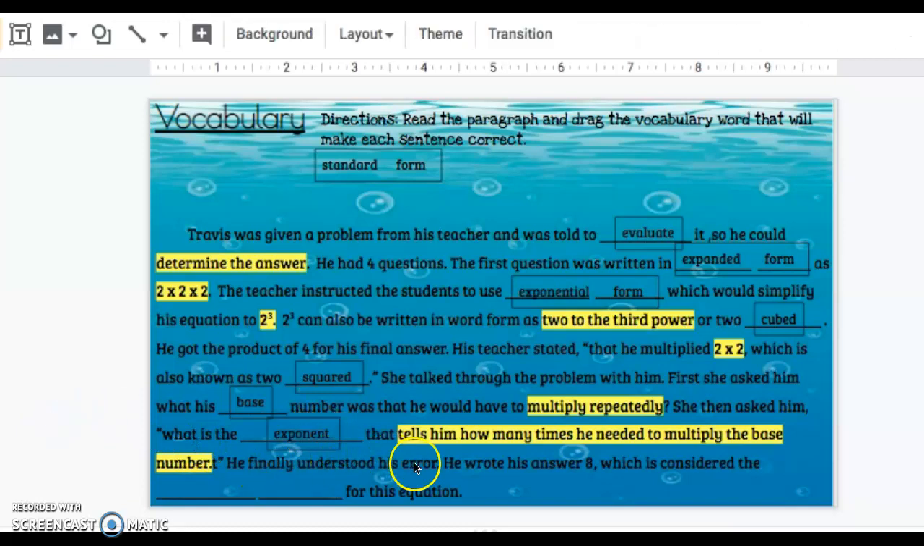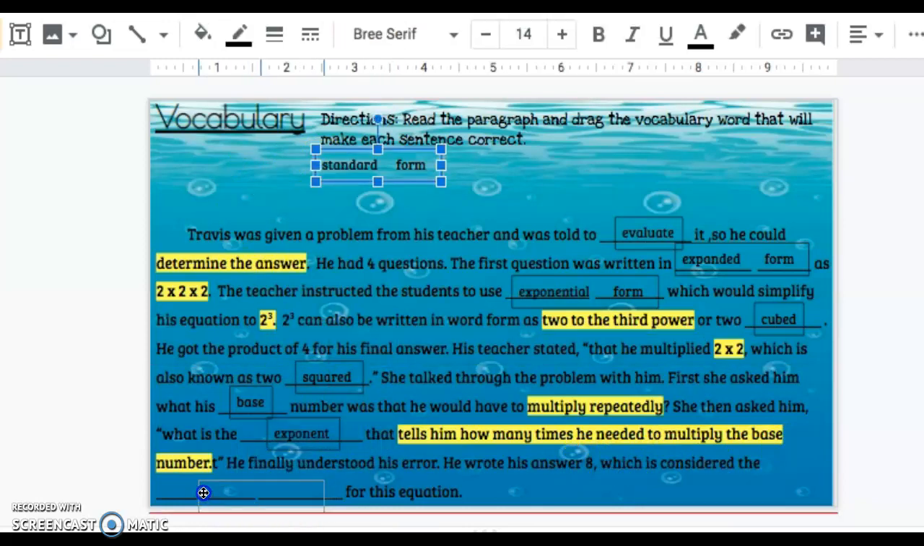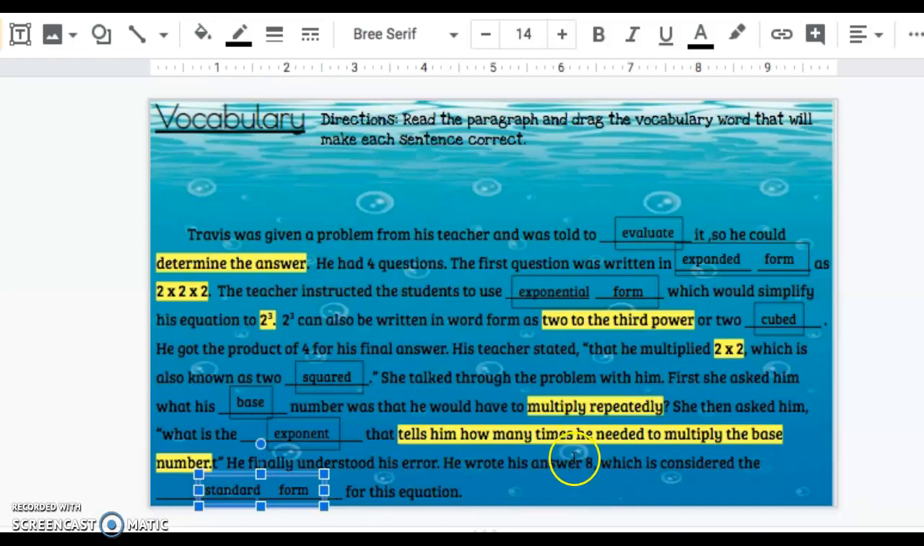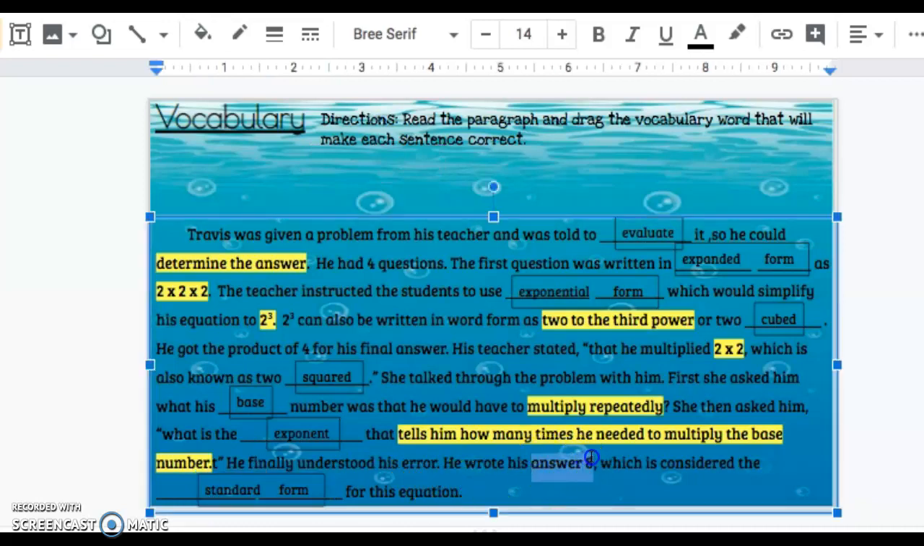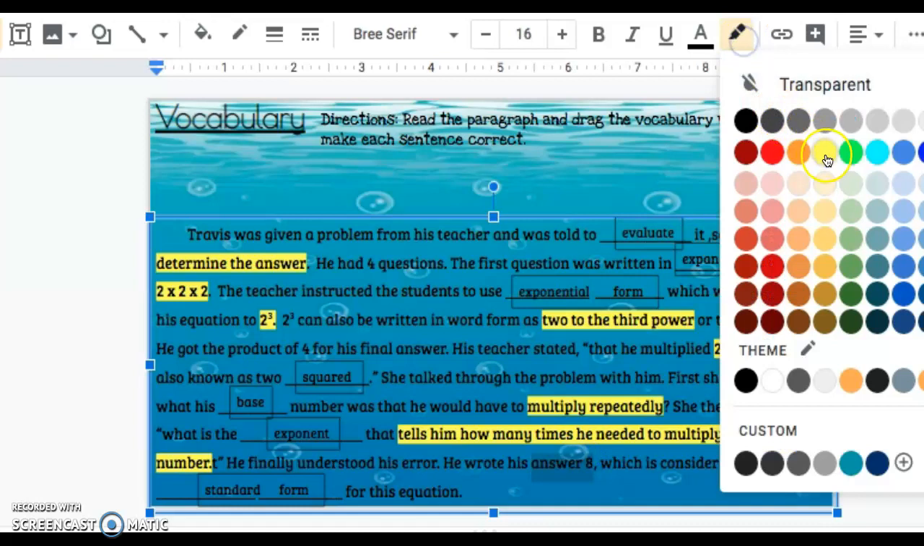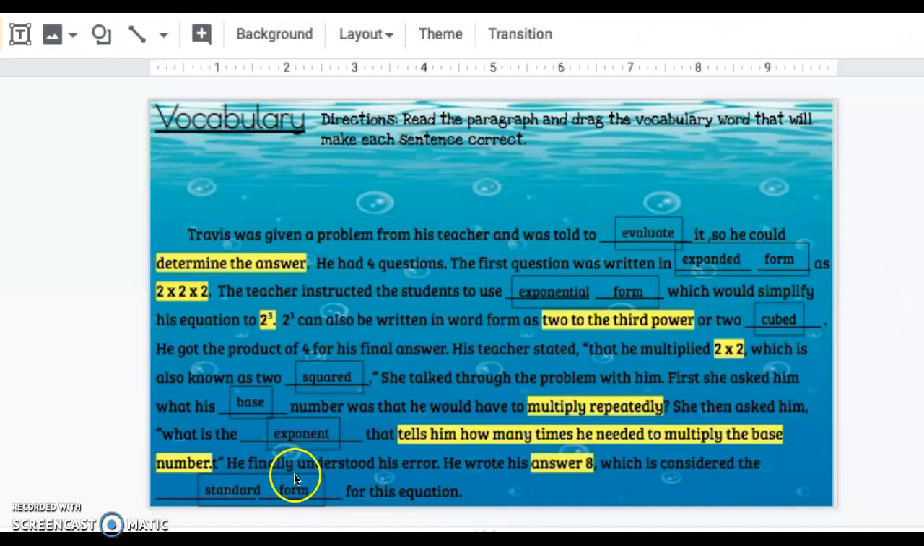He finally understood his error. He wrote his answer 8, which is considered the blank blank for this equation. And remember, I told you standard form is just the fancy word for the answer. And that clue word, answer of 8, helps us know that standard form was the word that needed to go there.